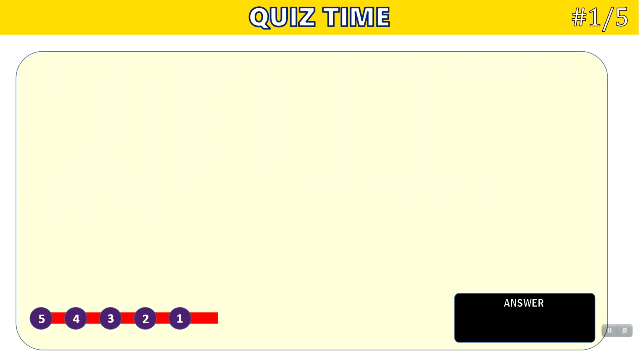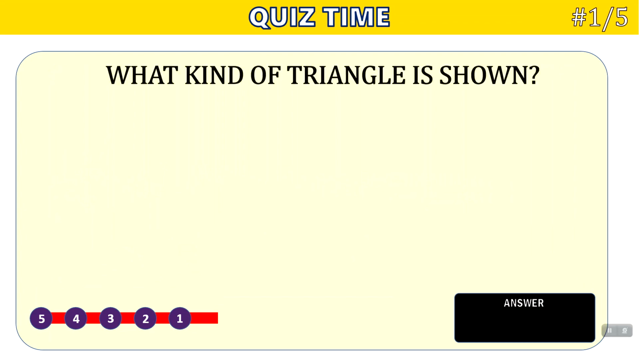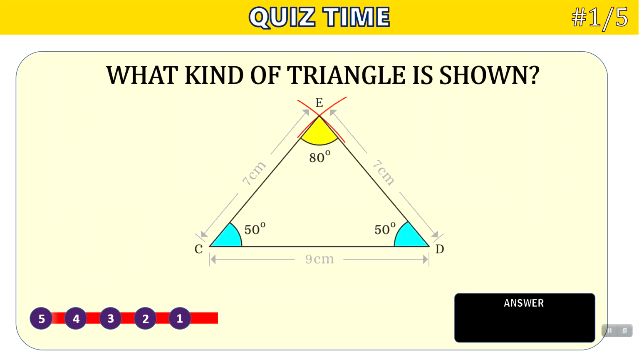And now it's quiz time. What kind of triangle is shown? You have 5 seconds to give your answer. Time's up. The answer is two equal sides, two equal angles. That's known as an isosceles triangle.